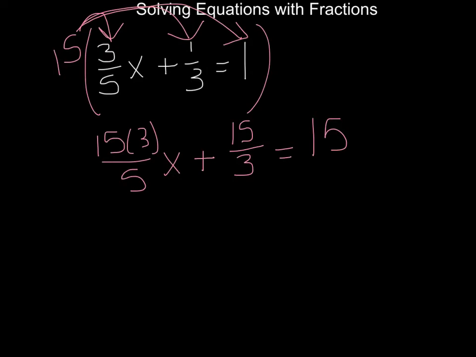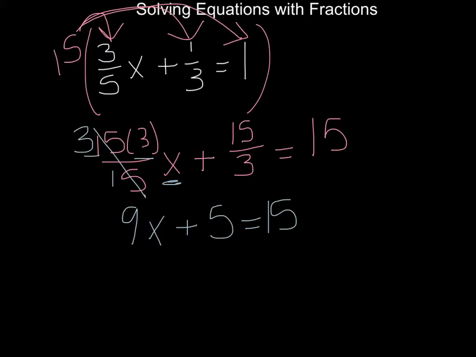And now what I can do is simplify this expression as we go. I see that 15 is divisible by 5. It goes in there 3 times. So instead of 15 times 3 divided by 5, I can see this as 3 times 3 over 1, or 9. And that x needs to stay with it. So 9x plus 15 divided by 3 is 5, and all of that equals 15.